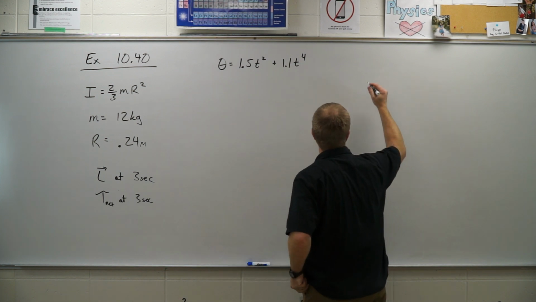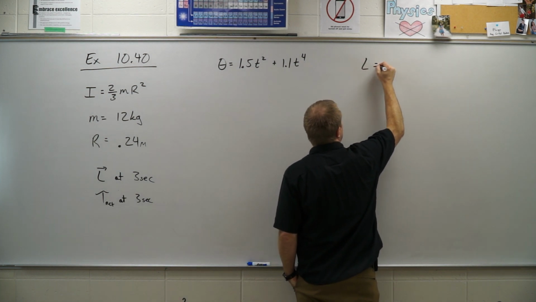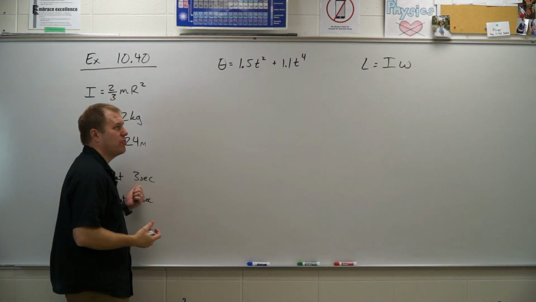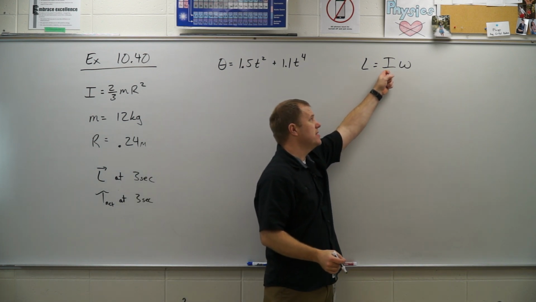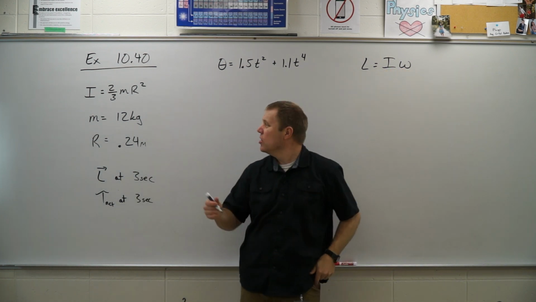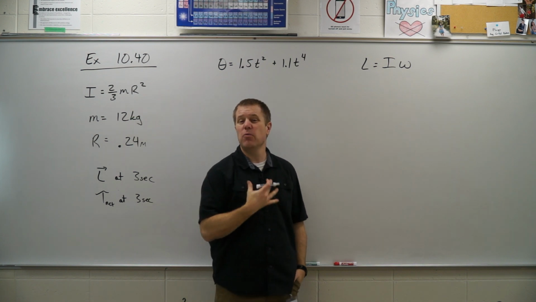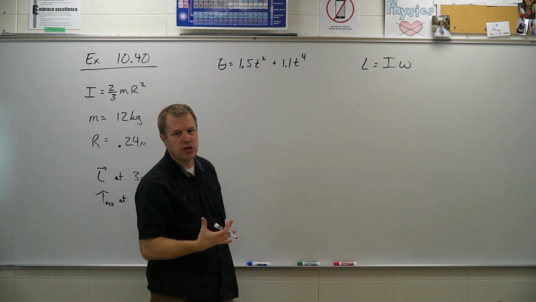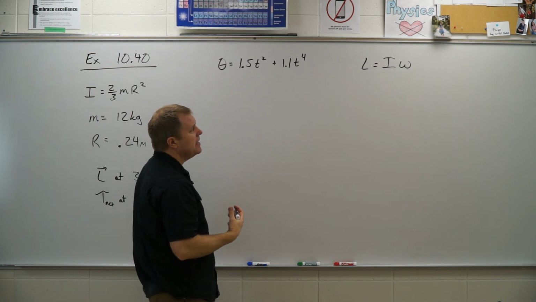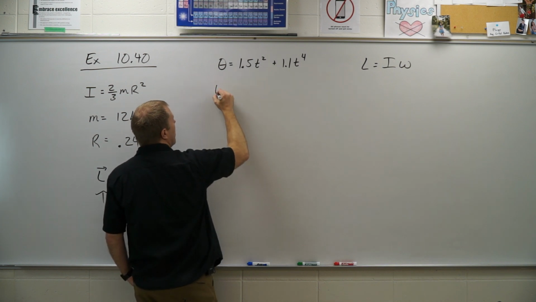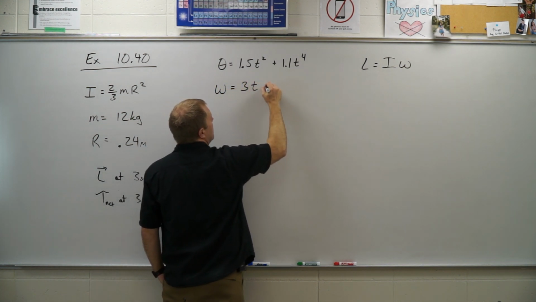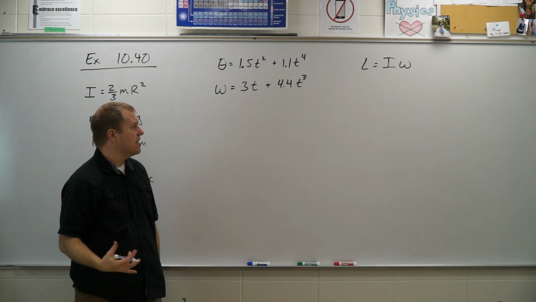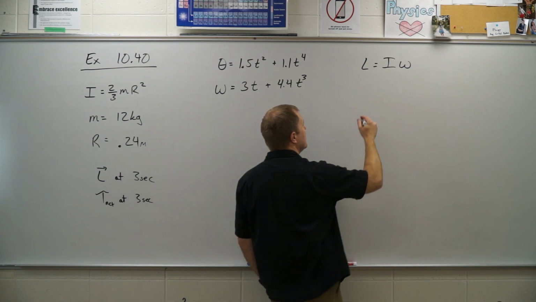In order to do this, angular momentum, L, is equal to I omega. So to find the angular momentum at 3 seconds, I'm going to need to know the moment of inertia at 3 seconds and the omega at 3 seconds. The moment of inertia isn't changing with time, but I will need to know the omega. If they give me an angular position function, I'm going to need to find the angular velocity, so I'm going to take the derivative here. I end up with 4.4 t cubed. Next I need to just plug in 3 and see what we get.